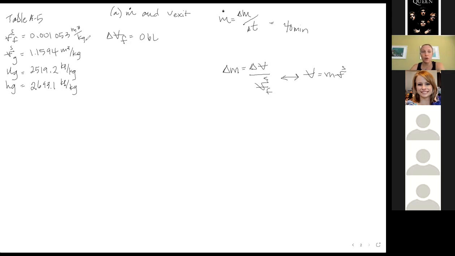I have my change in volume. I have my specific volume. So therefore, my change in mass here is just going to be my 0.6 liters of volume that decreased of my saturated liquid divided by the specific volume of my saturated liquid, which is 0.001053 cubic meter per kilogram.